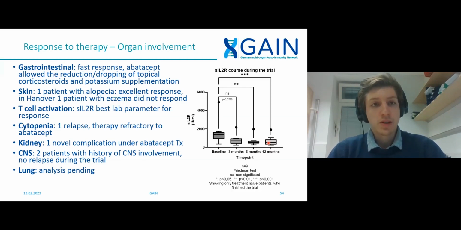We also had 1 patient with a kidney disease, probably in terms of the CTLA4 disease, that actually developed under the treatment with abatacept. For the central nervous system, we had 2 patients who had a history of involvement, and they did not relapse during the trial, so there were no active flares. Our analysis for the lung disease is still pending.